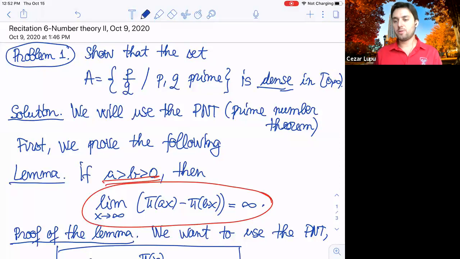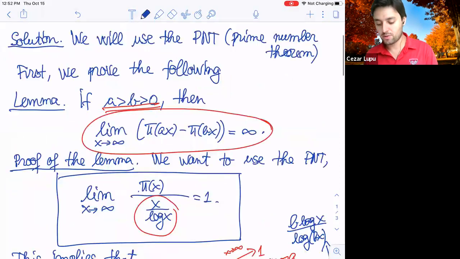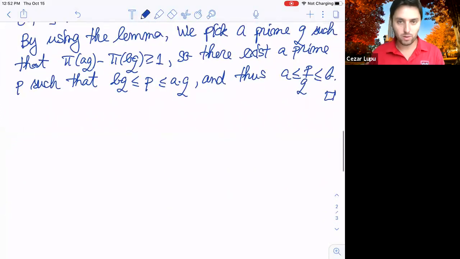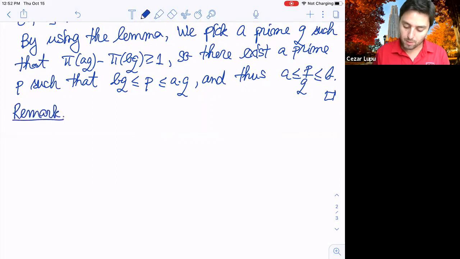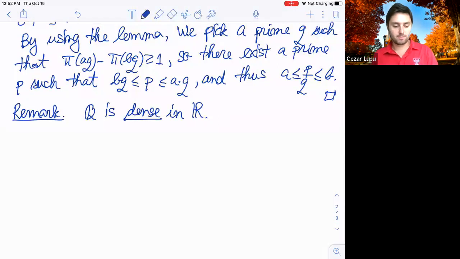Probably you know this result that Q is dense in R. Maybe I should mention this as a remark, but we will cover this more when we do analysis. So let me point out a remark. Q, the set of rational numbers, is dense in R. Anyway, I'm not diving more into this since it's going towards analysis, and I want to stick to some number theory. All right, so that's problem one.